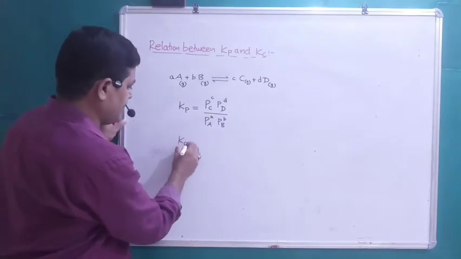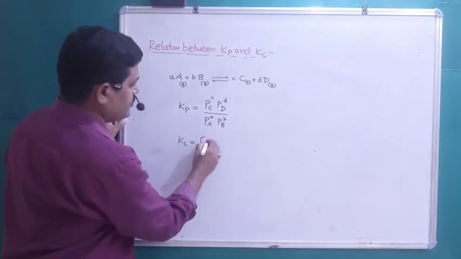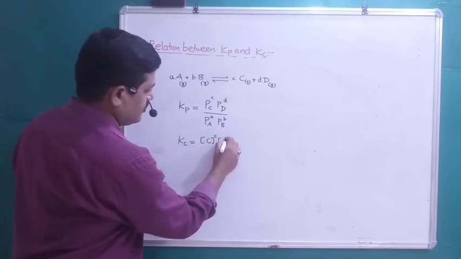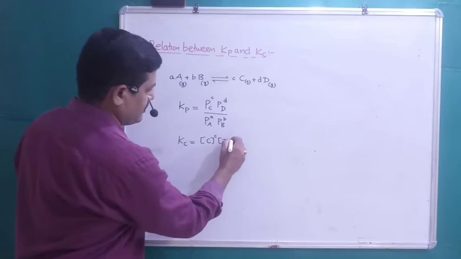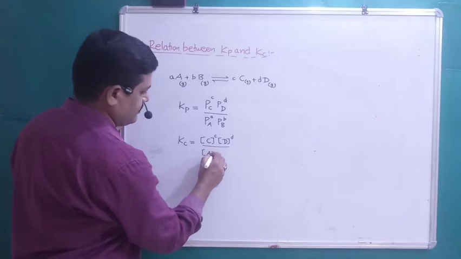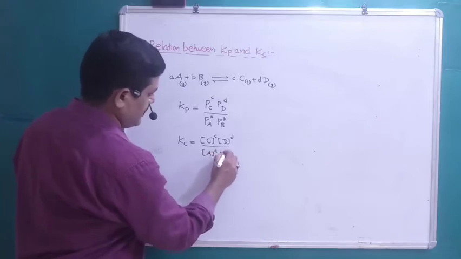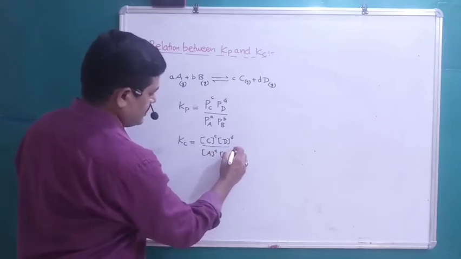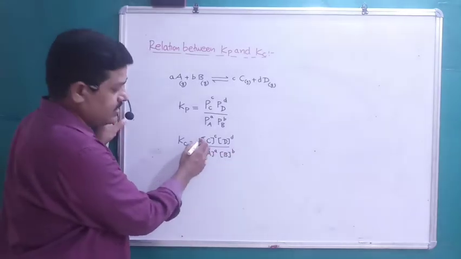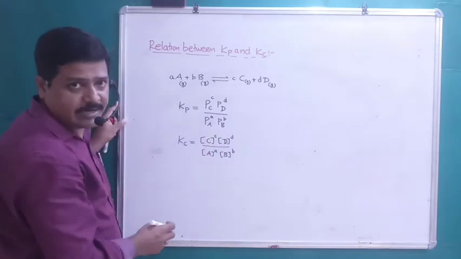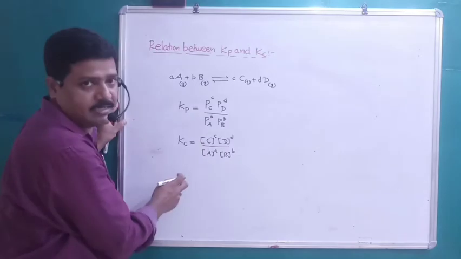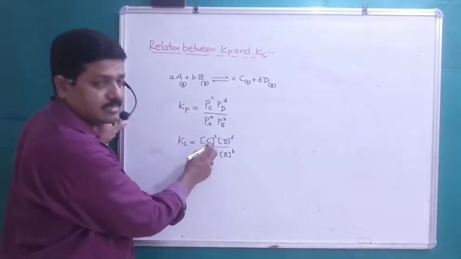Kc we can write as active mass of C to the power c, active mass of D raised to the power d, divided by active mass of A to the power a and active mass of B to the power b. C included in the square bracket indicates that it is an active mass. Active mass is concentration in moles per liter. Molarity, active mass is molarity.